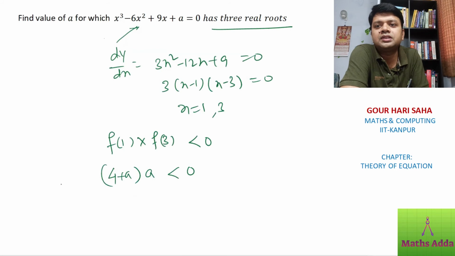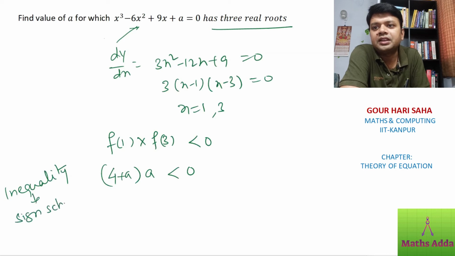Now how can I solve this? This is an inequality. And how do we solve an inequality? Using the sign scheme. This means I need to find the critical points. So make it 0, you get critical point minus 4. Make the other factor 0, critical point 0.